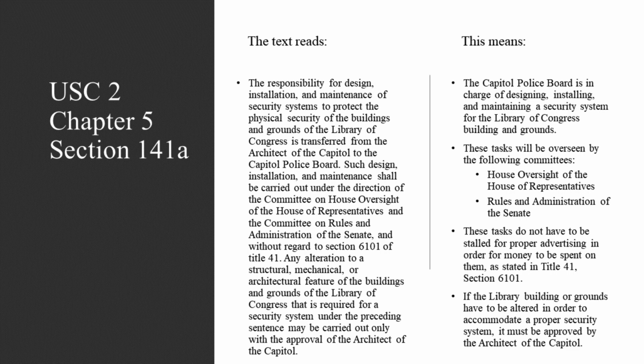This means the Capitol Police Board is in charge of designing, installing, and maintaining a security system for the Library of Congress building and grounds. These tasks will be overseen by the following committees: House Oversight of the House of Representatives, and Rules and Administration of the Senate. These tasks do not have to be stalled for proper advertising in order for money to be spent on them, as stated in Title 41, Section 6101. If the library building or grounds have to be altered in order to accommodate a proper security system, it must be approved by the architect of the Capitol.